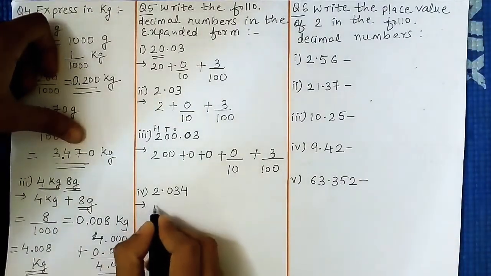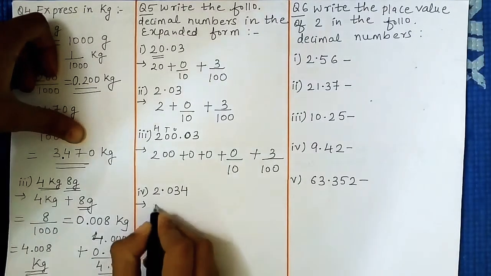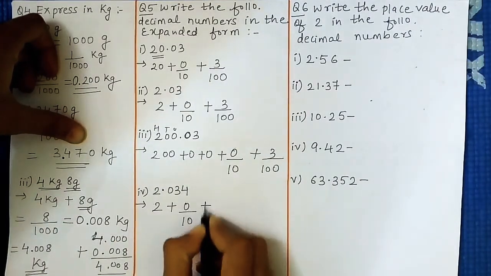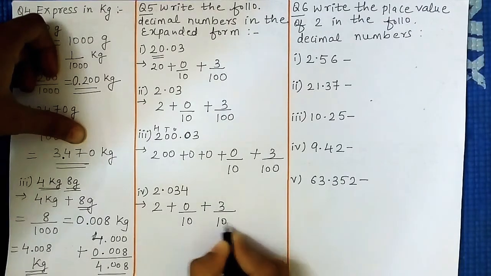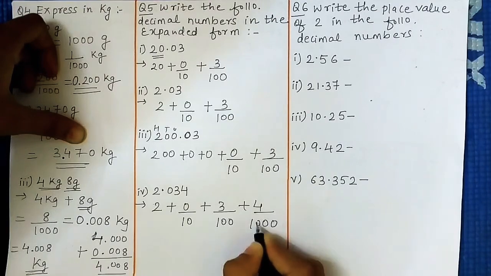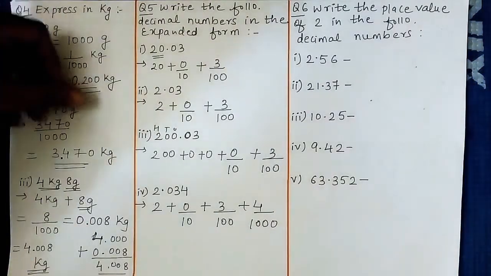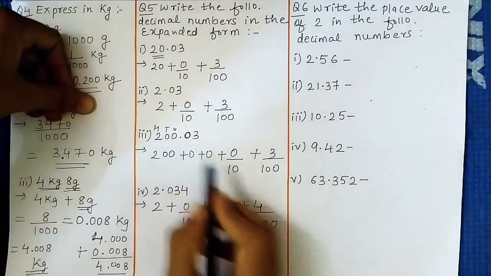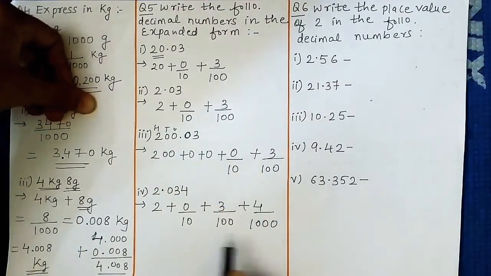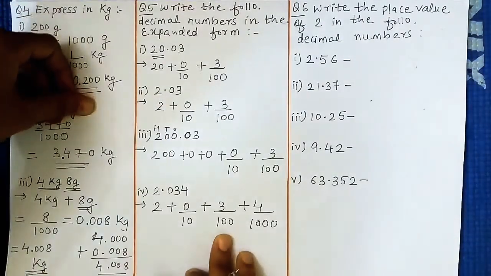Now last one, again 2 point, then 034 is given, so 2 will be as it is. This 0 we will write as 0 upon 10, 3 we will write as 3 upon 100, and 4 we will write as 4 upon 1000. So this way we will write the expanded form in decimal numbers. After the point you will write upon 10, upon 100, and upon 1000, and this way you will go on increasing the zeros: 10, 100, and 1000. So this was the expanded form.